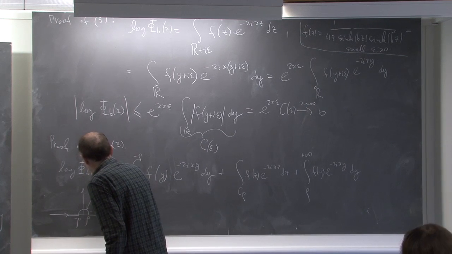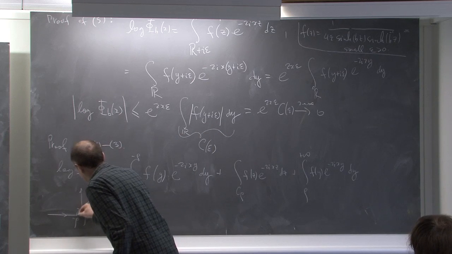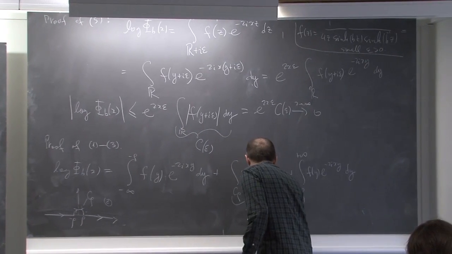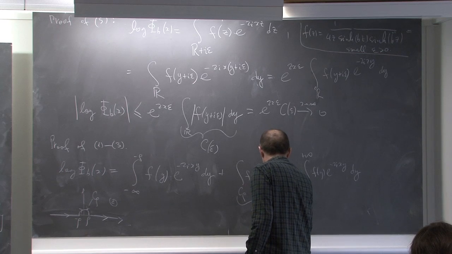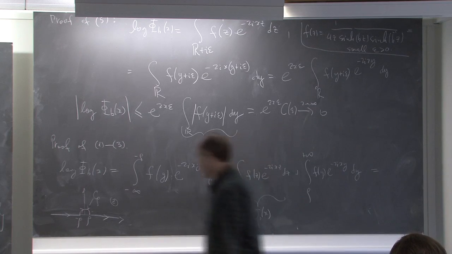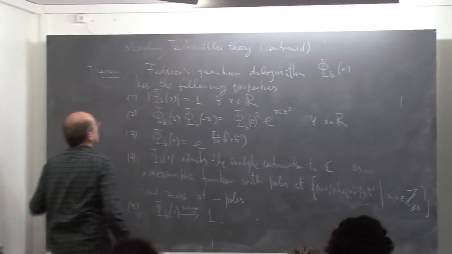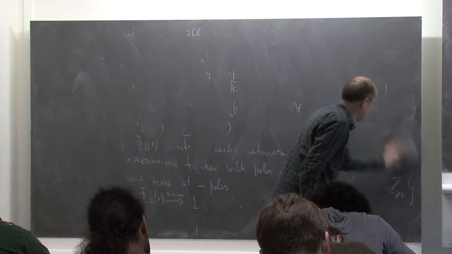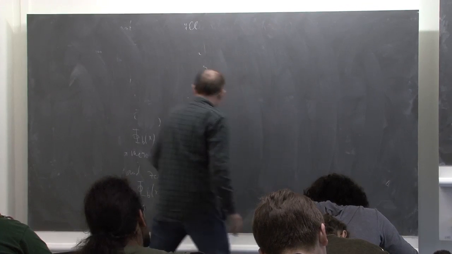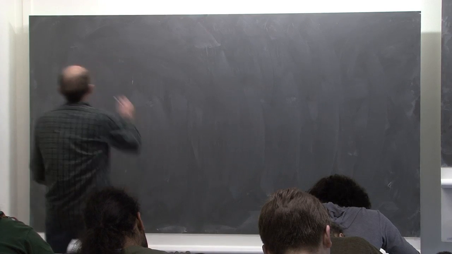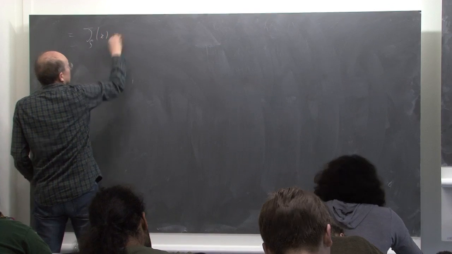So this is zero. And this part I will denote by J rho of x. That's the definition. And then so we have J rho of x plus, now I put first and last term together.